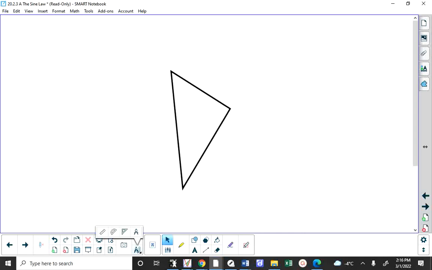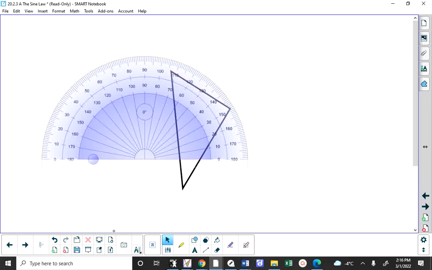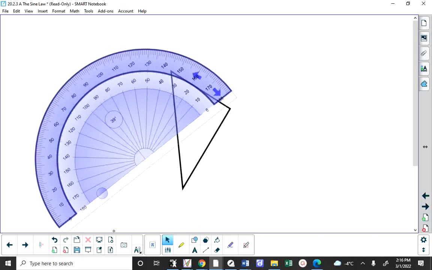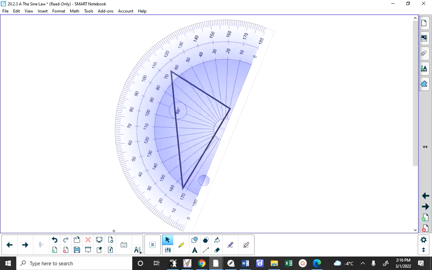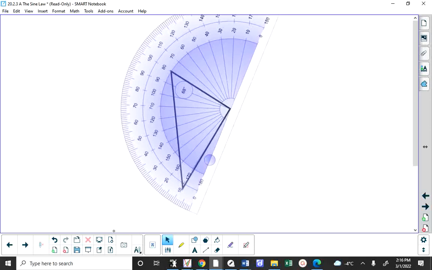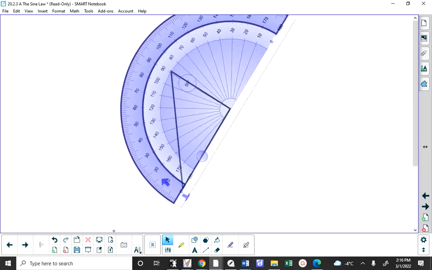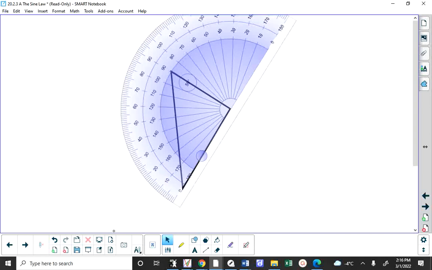It's about 91. It's a little bit, I don't know if you can see it from where you are, but it's not quite 90. Not that it matters.